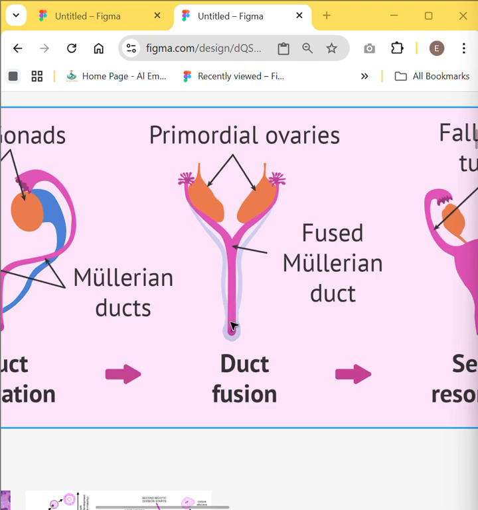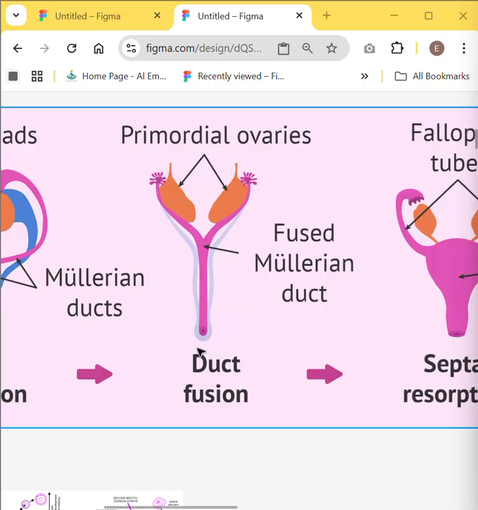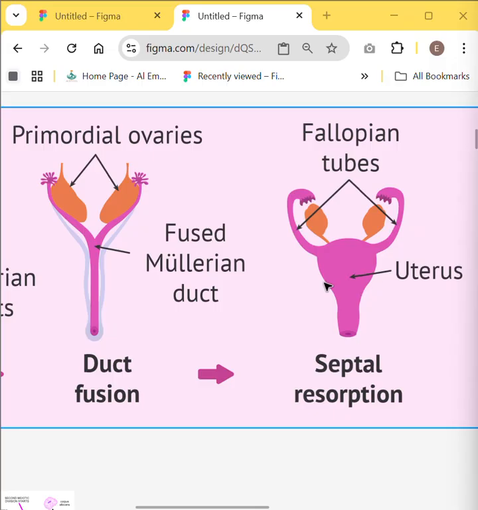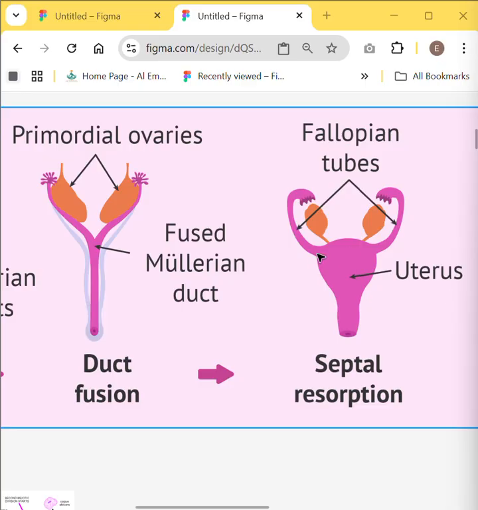The proximal two-thirds of the vagina develop from the paired Mullerian ducts, which grow in a caudal and medial direction and fuse in the midline. The midline fusion of these structures produces the uterus, also the cervix and the upper vagina. So this area is the uterus, the cervix, and the upper vagina, and the unfused caudal segments form the fallopian tubes. These unfused caudal sections form the two fallopian tubes.